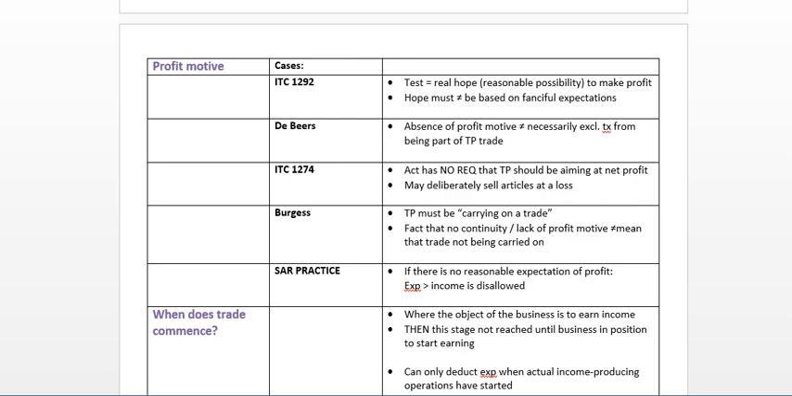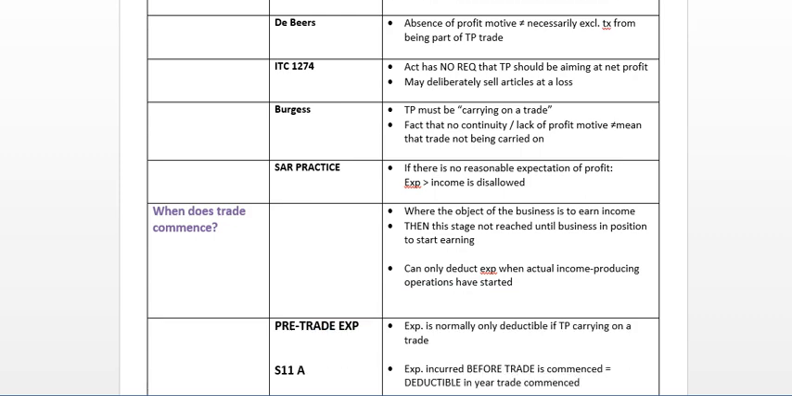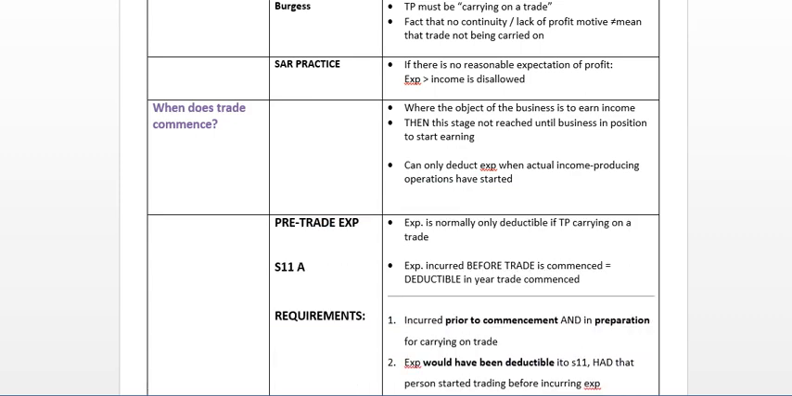And yeah, you can go through that. So Burgers just focus on a taxpayer must be carrying on a trade. So the fact that no continuity, lack of profit motive does not mean that the trade is not being carried on. So if there's no reasonable expectation of profit, then expenditure more than income is disallowed. That's this SAR practice. When does a trade commence? So that's also important. When did you start this trade?